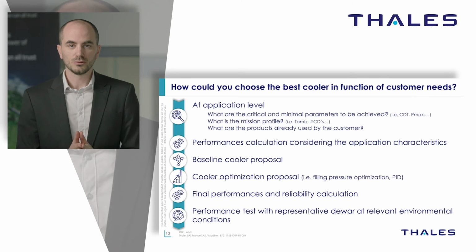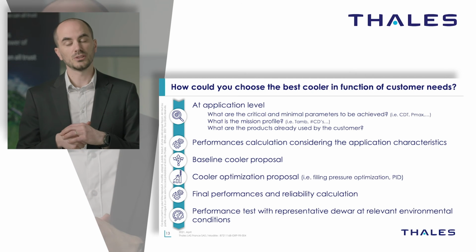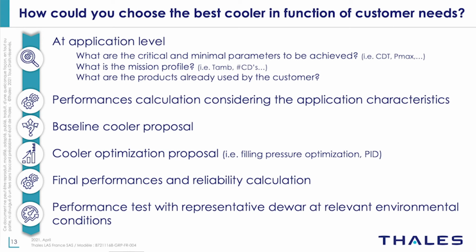We can go back to the question from the beginning: how could you choose the best cooler as a function of the customer need? We define a process, in fact. First of all, we need for sure the input data. What are the critical parameters? What is the mission profile? What are the coolers already used by the customer, by the user? We calculate the performance of several coolers at several points, and we choose the best cooler for the given application.